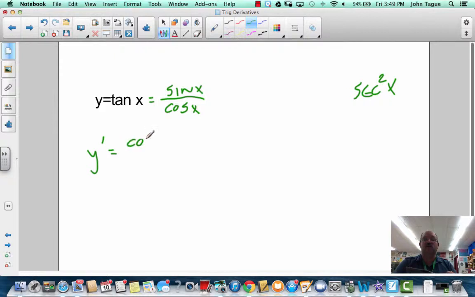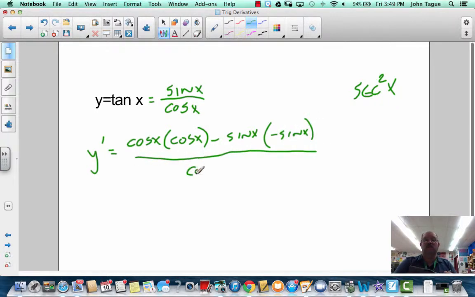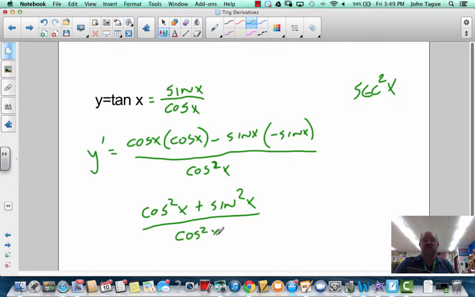So we go ho, d high, the derivative of sine is cosine, minus high, d ho, and the derivative of cosine is negative sine, over ho ho, which is cosine squared. Okay? So cosine times cosine is cosine squared of x. And we tend to write the squared there so it doesn't get confused with cosine of x squared. And then we've got minus and minus, so we've got plus sine squared x all over cosine squared x.